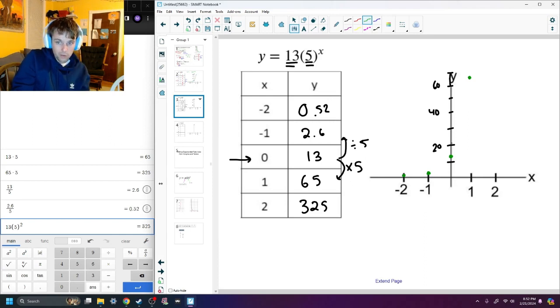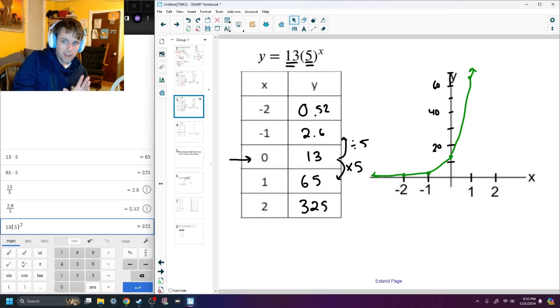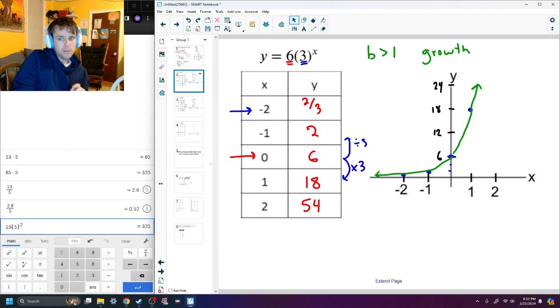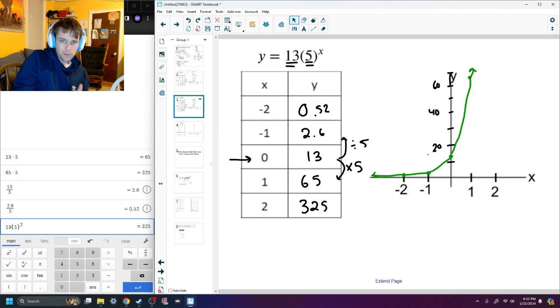So like I said, this is a growth graph. It's increasing, starts down low and goes up. And we'll try to sketch that curve in. There we go. It does keep going in both directions. Now, quick note, our scaling is not the same as the last graph, but it's similar enough. You can see how the second one here, this 13 times 5 to the x, is a little bit steeper, going up at a more vertical rate compared to this one.